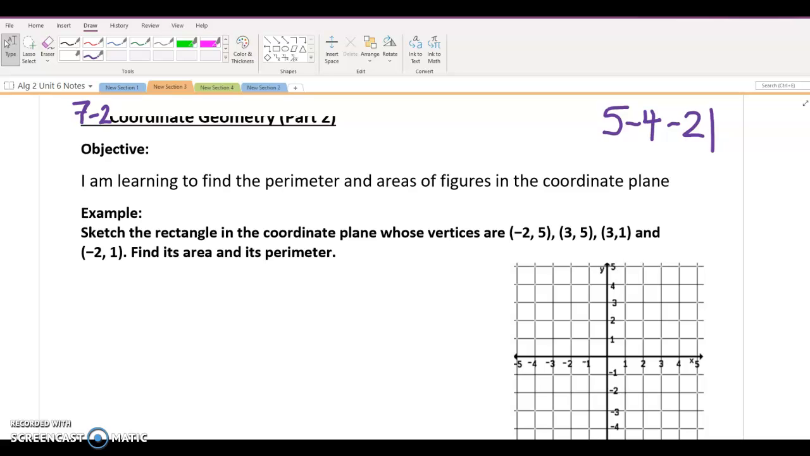Looking at our coordinate geometry, we're looking at how I can find the perimeter and the area. So we know how to do both of those things, figures in the coordinate plane. That's kind of why we had that little section on plotting ordered pairs. Luckily for us, we have all the notes we need. It's just now, at this point, putting them all together.